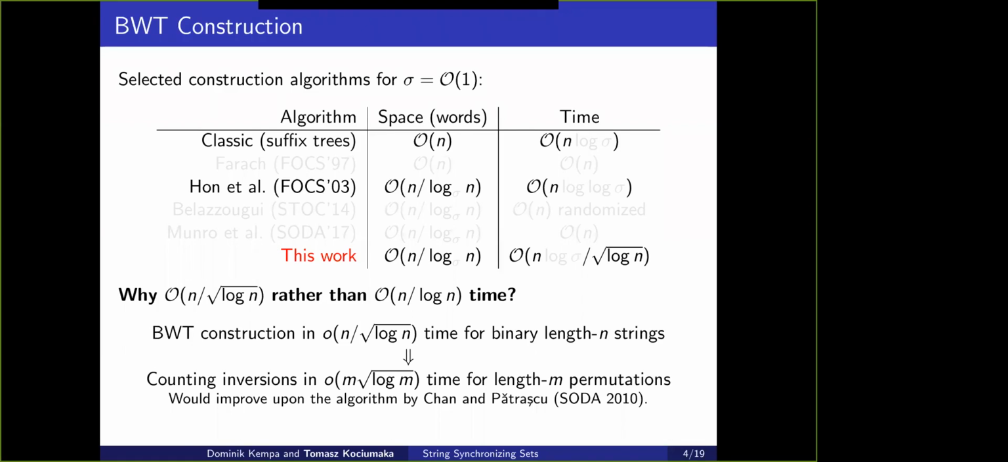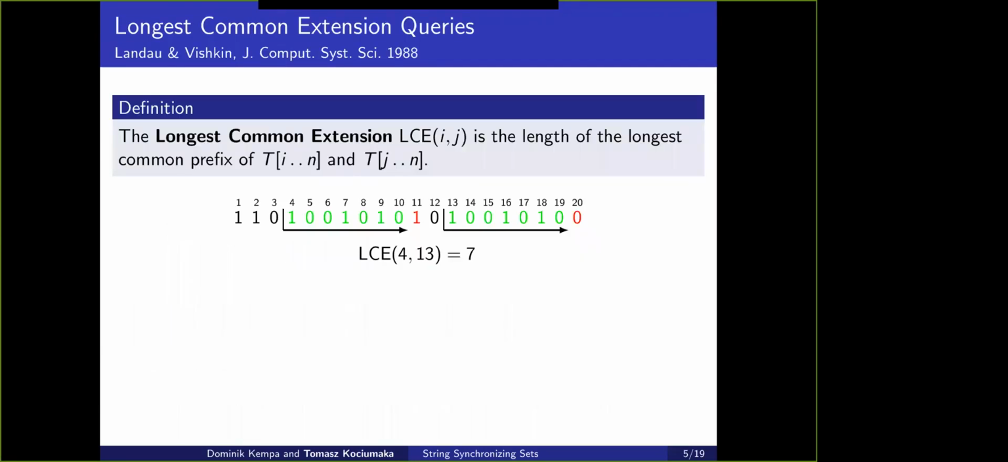And I will come back to BWT construction later in the talk, but let me also introduce the other result regarding LCE queries. So you've heard about LCE queries already yesterday during Shai's talk. LCE queries ask for the length of the longest common prefix of two suffixes of a given text that you can pre-process, you can build a data structure on top of.